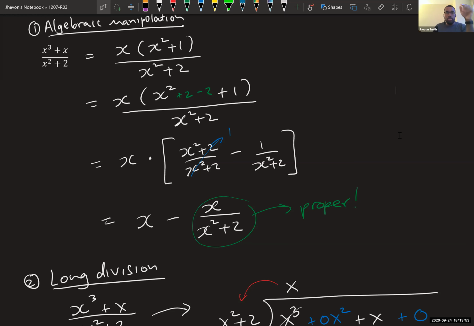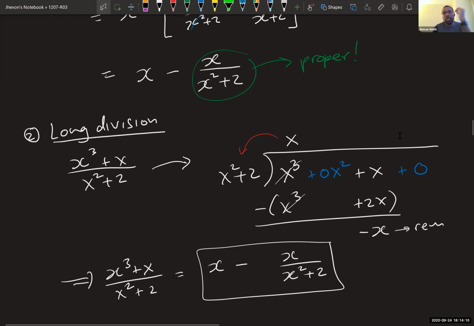So maybe someone could look at this example, the x cubed plus x over x squared plus 2, and they won't see that factoring off the x was the right thing to do. And they're like, well, how can I get the x squared plus 2 in there? So if you didn't see that, then just do the long division, right? You'll get the same answer either way.